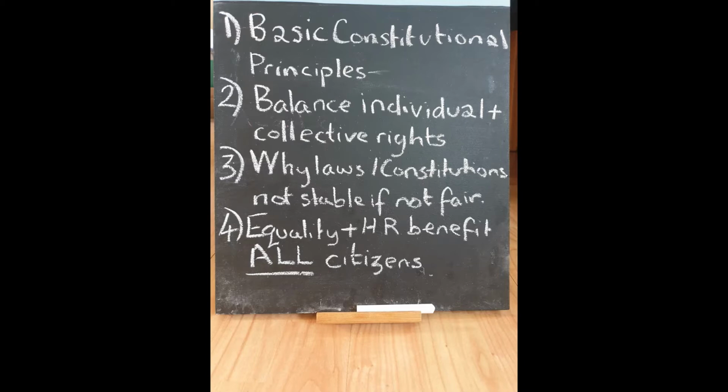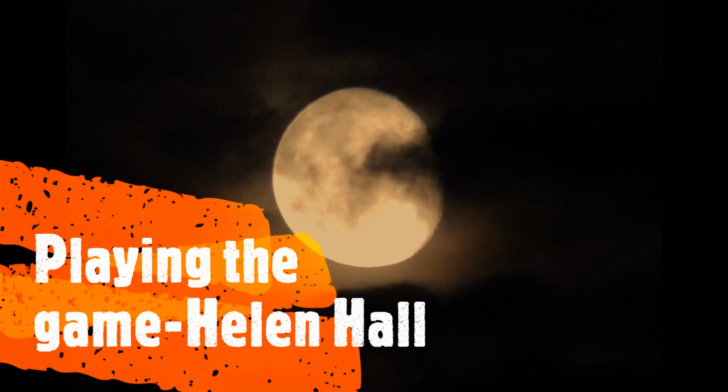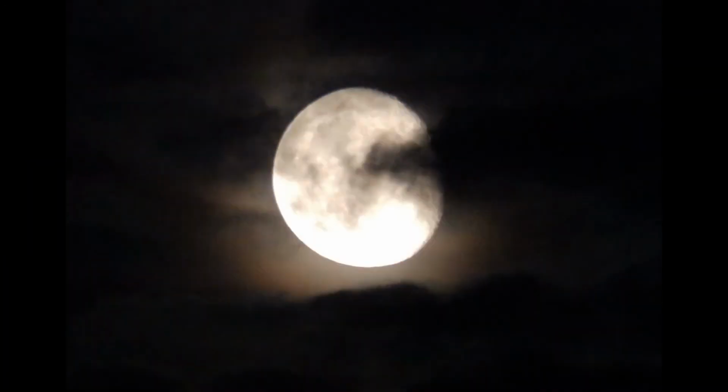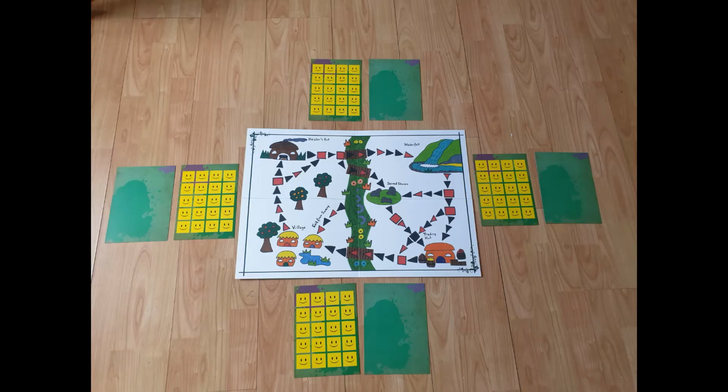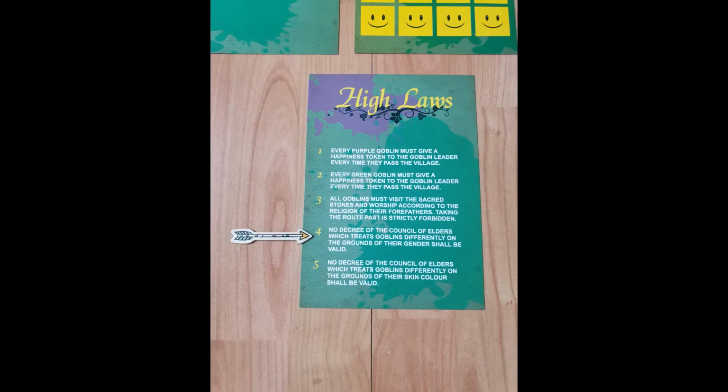At the start of the game, the character cards are dealt face down. The players then shake a dice to see who will be the first leader. The first leader is tasked with choosing one of the high laws from the card. These will overrule any lesser laws which are made in the course of the game. Some of them prohibit discrimination on the grounds of skin colour or gender. Others allow the leader to collect a tax from certain groups of goblins, and others impose respect for goblin religion.